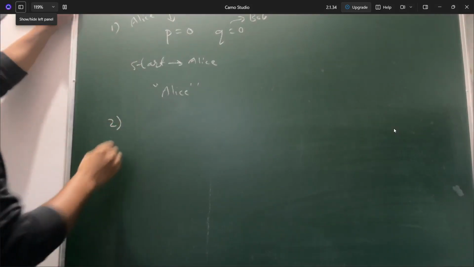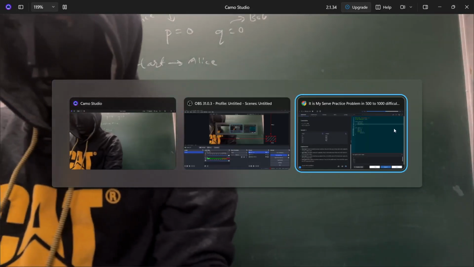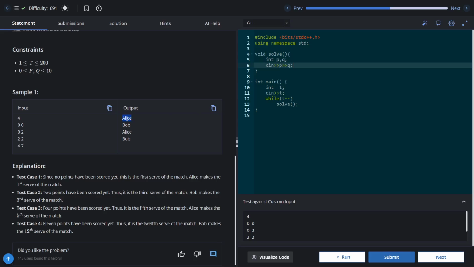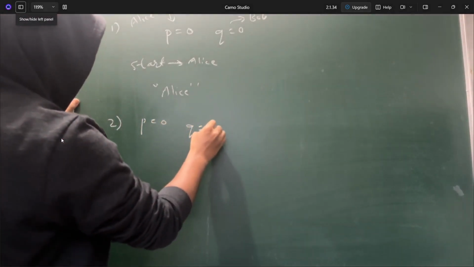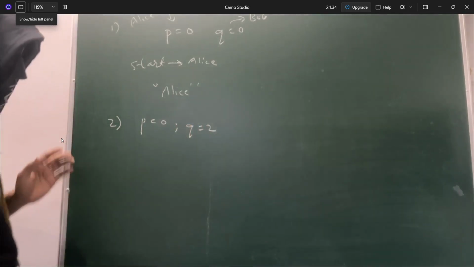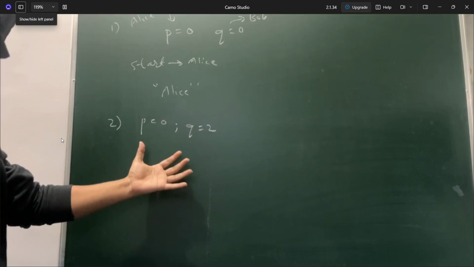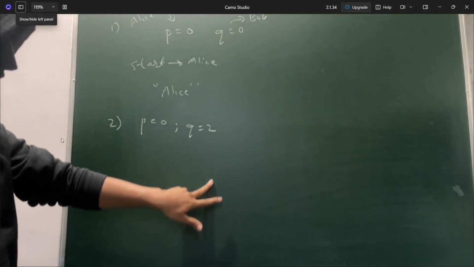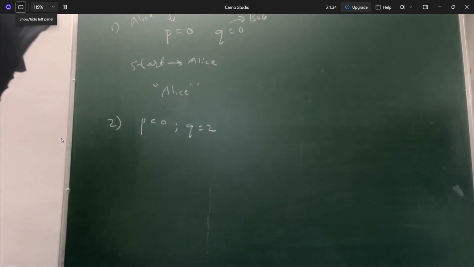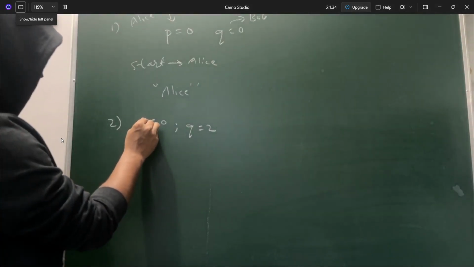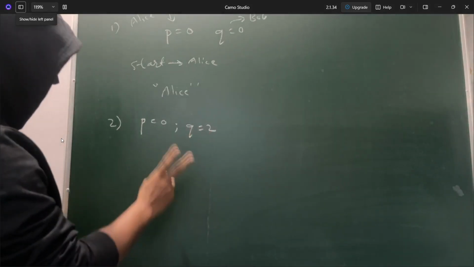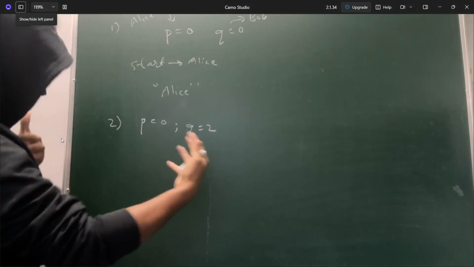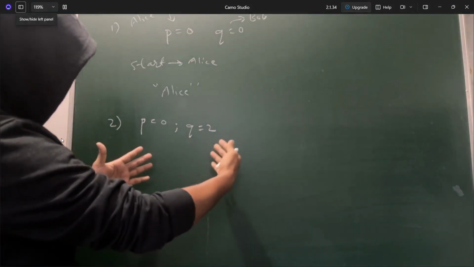Let's try to understand the second one. In the first one, Alice is the answer. So yeah, let's understand the second one: 0 2. In the second one, P is 0, Q is 2, which means what do you understand by this? What we understand is that P is 0, which means Alice has got no points. Q is 2, which means Bob has got 2 points. And when will this happen? After doing two serves only, right?